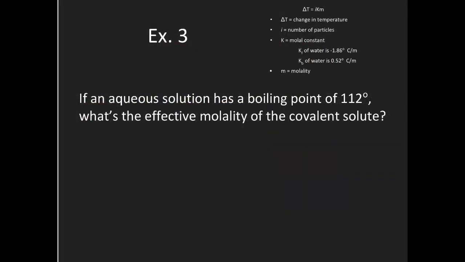All right, last example here. If an aqueous solution has a boiling point, so I'm looking for, I've got a KB value right here, of 112 degrees Celsius. This is a temperature. What is the effective molality? We're looking for m of the covalent solute. It's telling you that it is covalent, means it's one particle, one big particle put together in a molecule. So your I value is going to be 1.